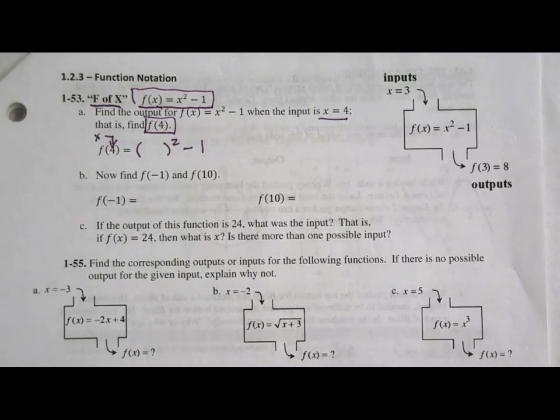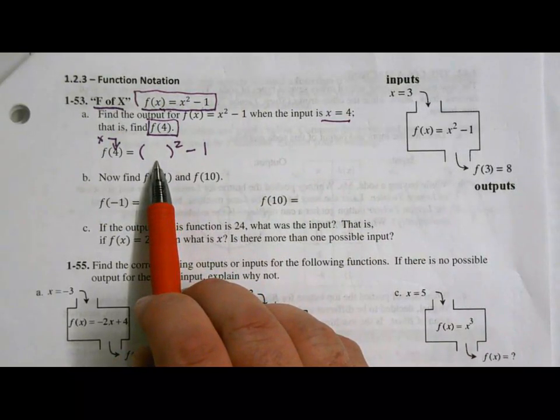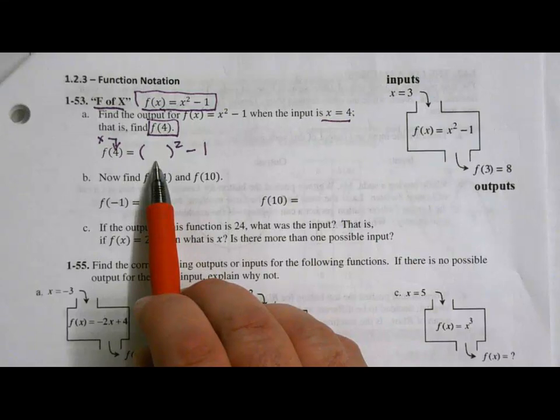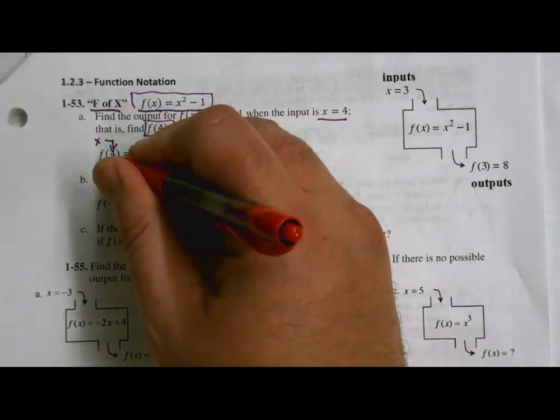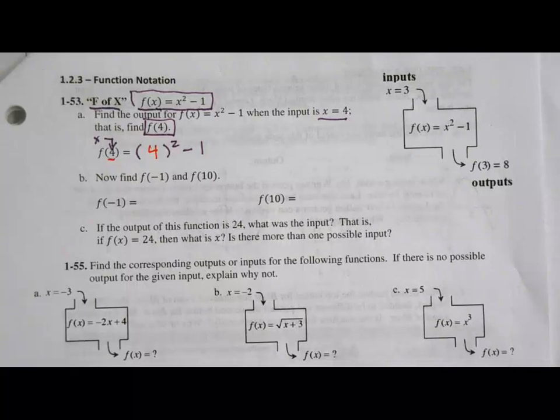And I'll give you 3 guesses what I'm going to put in this blank space. Anybody want to take a guess? What number am I going to put in there? 4. You got it on the first guess. Nice. We're going to put 4 in there. And then we'll work out what that is and we'll be done.